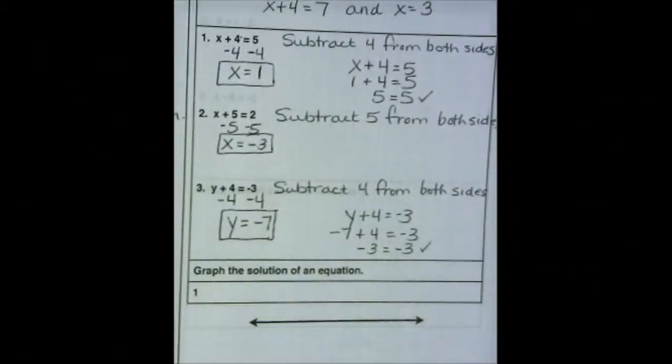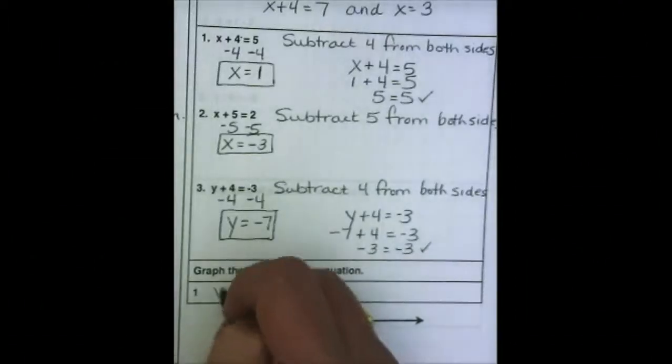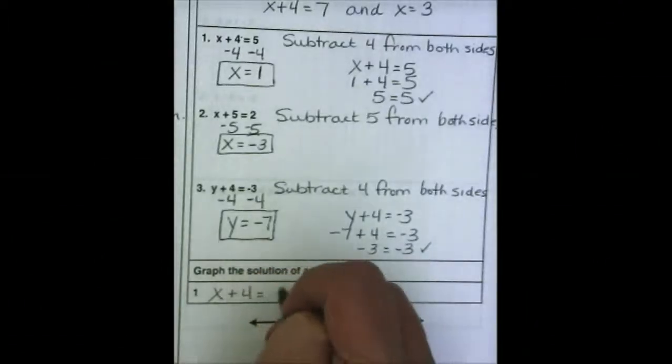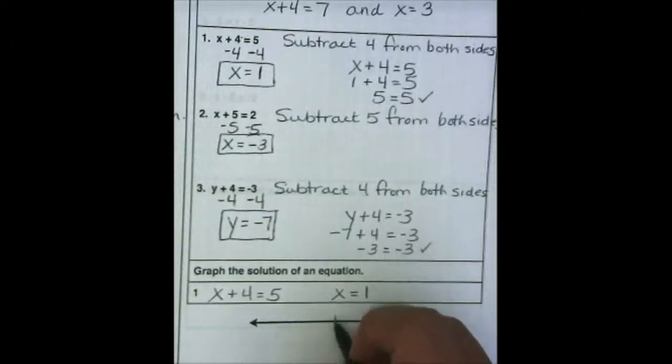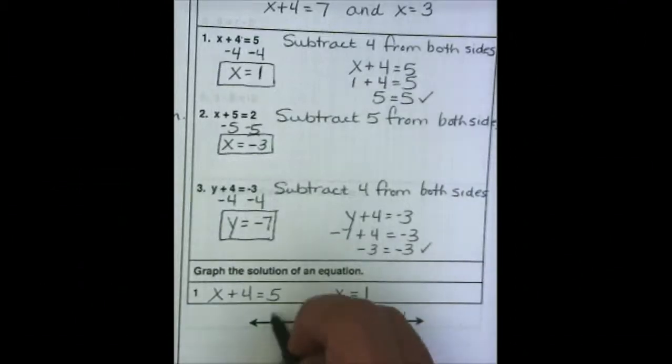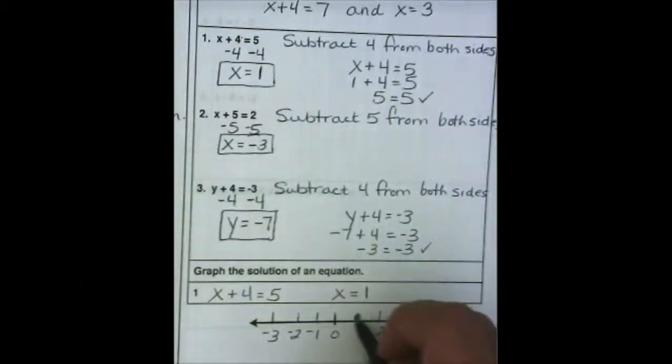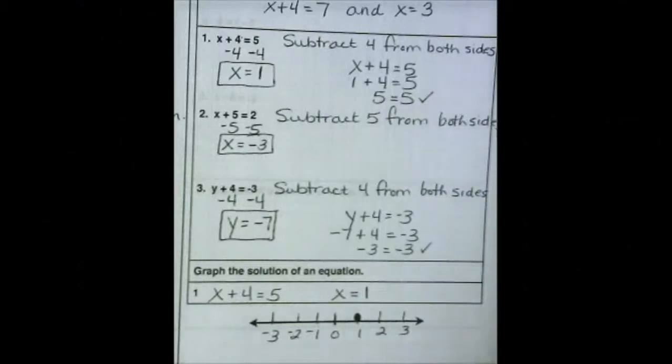If we look down at the bottom, we're going to graph the solution of an equation. Let's just look at number 1 above. We've got x plus 4 equals 5, and we said that the solution was x equals 1. So we're going to draw our number line, and then we're going to draw a dot on the solution, which is 1. Very simple.